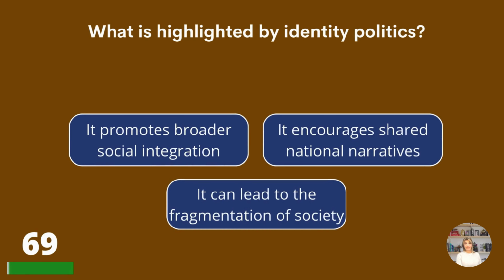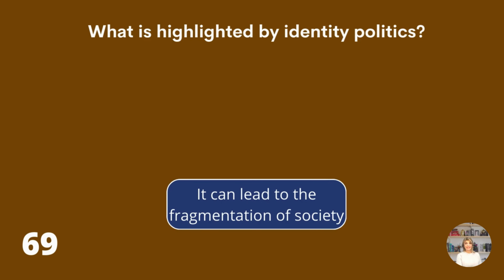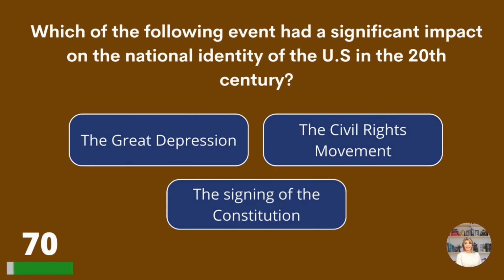What is highlighted by identity politics? It promotes broader social integration, it encourages shared national narratives, or it can lead to the fragmentation of society. It can lead to the fragmentation of society. Which of the following events had a significant impact on the national identity of the U.S. in the 20th century? The Great Depression, the Civil Rights Movement, or the signing of the Constitution?